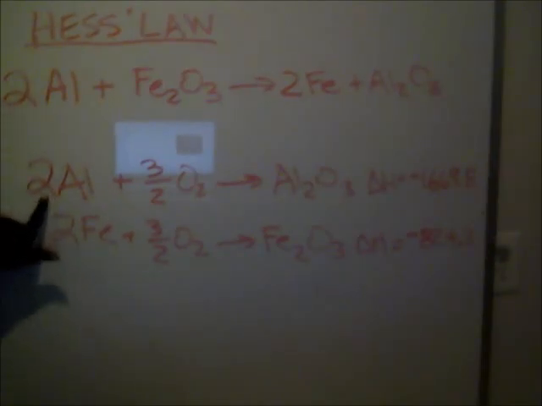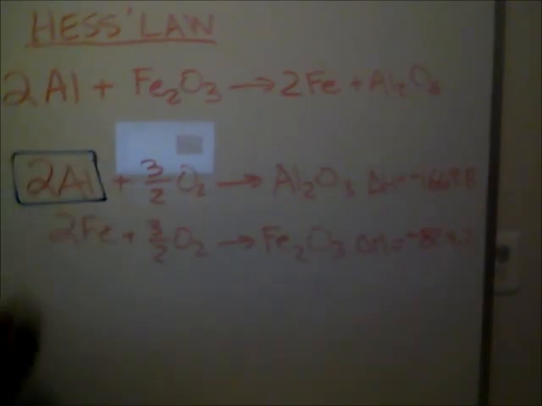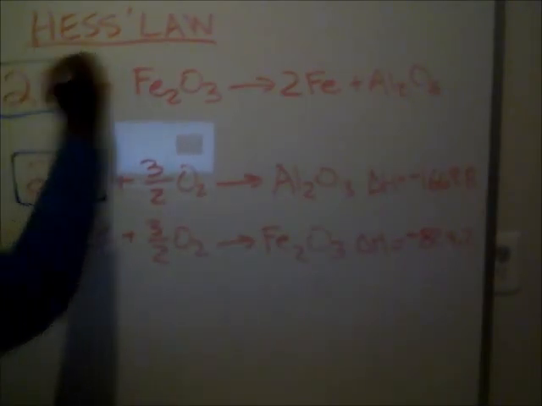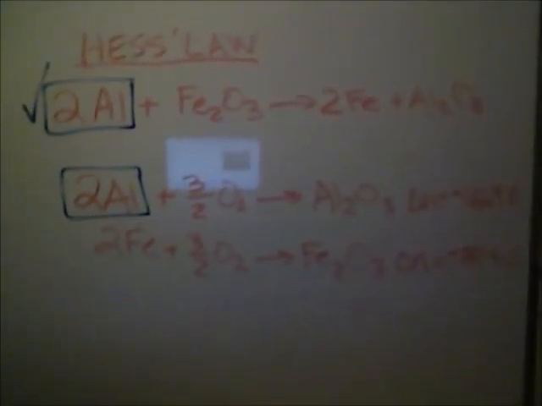So we have two aluminums. Right now, the aluminum is on the left of our step. It's on the left of our equation, so that is in the right spot. That's fine. So that one's fine. It's in the right spot.